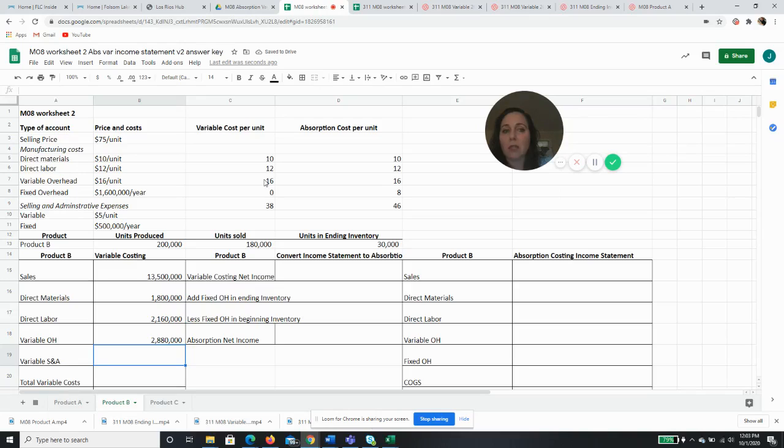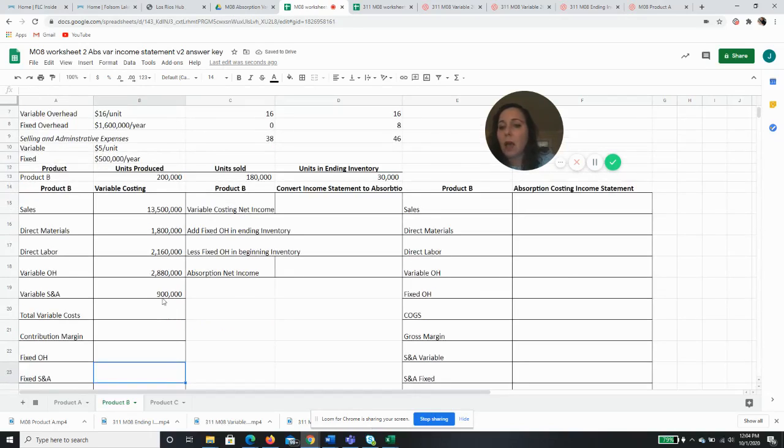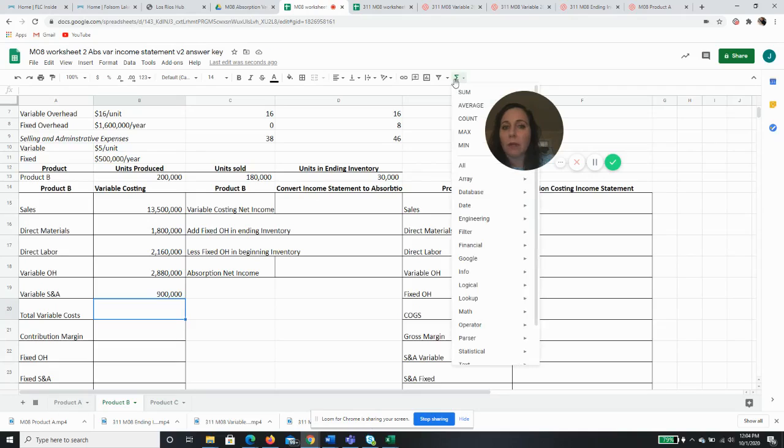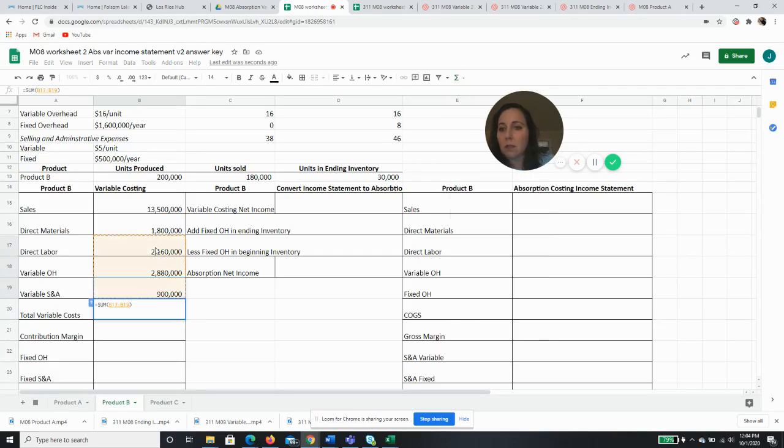Okay, there's our product cost, but remember, we're also going to add our variable S&A. Even though these are period costs, we're going to put them in the variable section of the variable income statement. So that's going to be the 180,000 units we sold times our variable sales and administrative per unit, which was $5. That gives us 900,000. We're going to add up all of our variable costs, and that gives us 7,740,000.